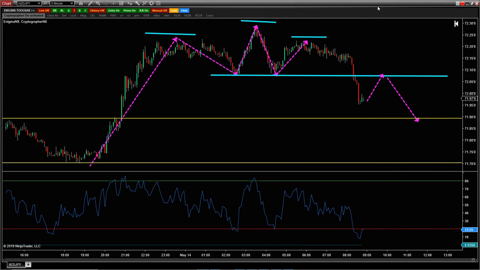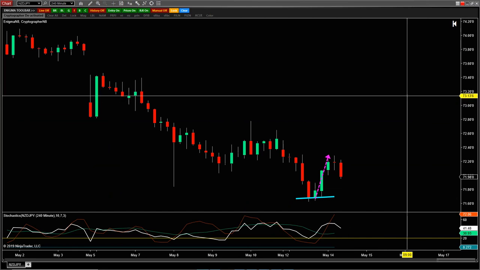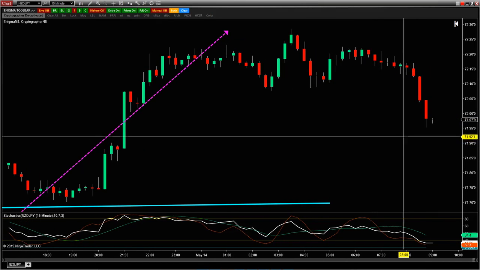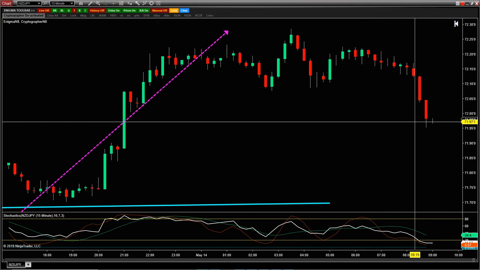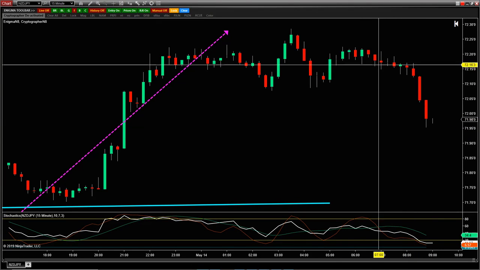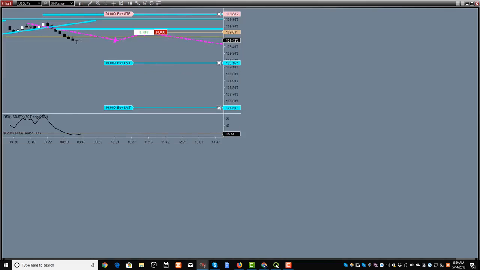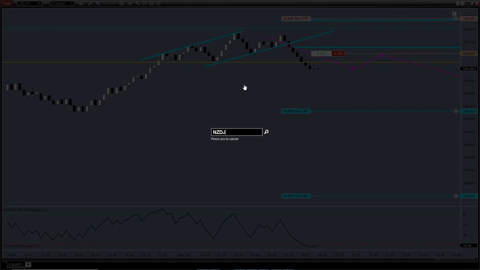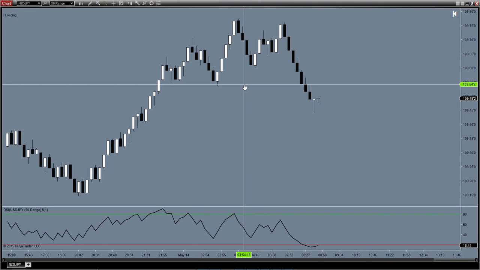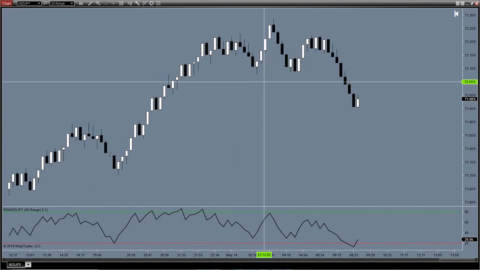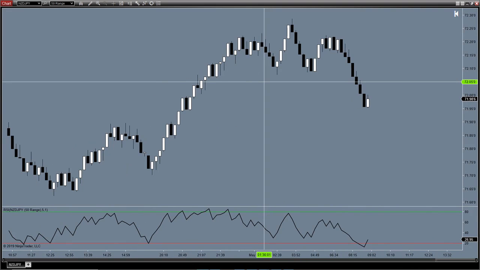I'm just curious here. Let's take a look on a range bar chart real quick. Hopefully I don't break it. Do the range bar charts give us any kind of different look? Nope, basically the same. If anything, you'll get the breakout a little bit quicker.